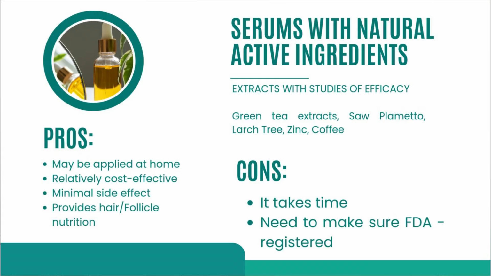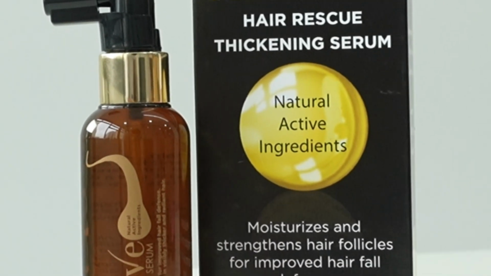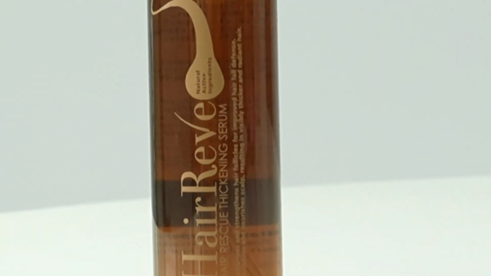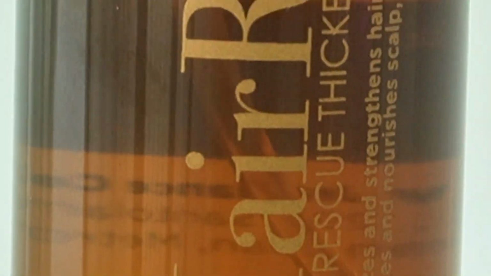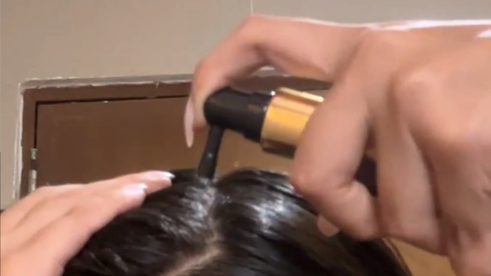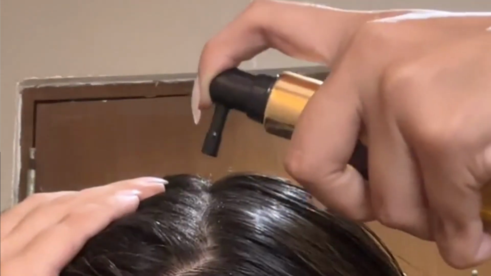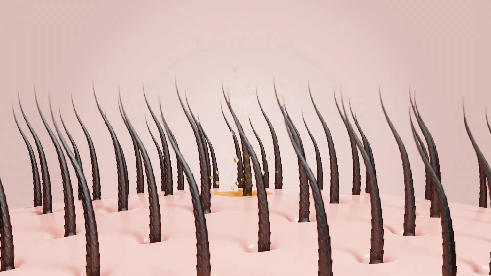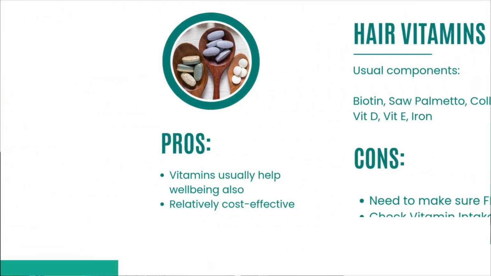Of course, there are serums with natural active ingredients like HairReve, which are made with green tea extracts, large trees, zinc, and coffee. The pros is that it may be applied at home very easily. It's relatively cost-effective. There's minimal side effect or no side effect at all, and it actually provides nutrition to the hair follicles. The con, well, it takes time. But then every treatment takes time, so I don't know if you will count that as a disadvantage.